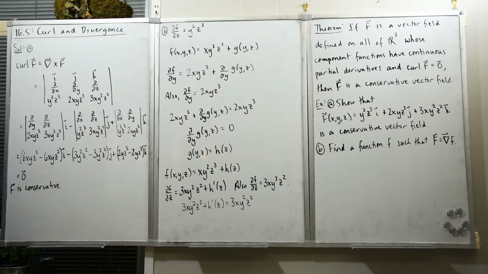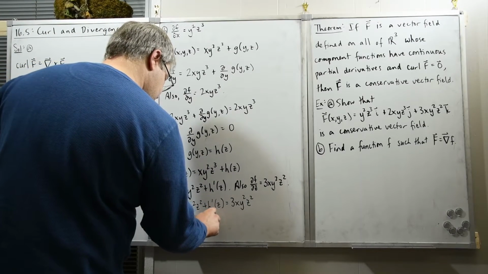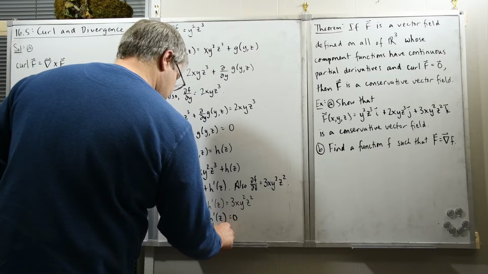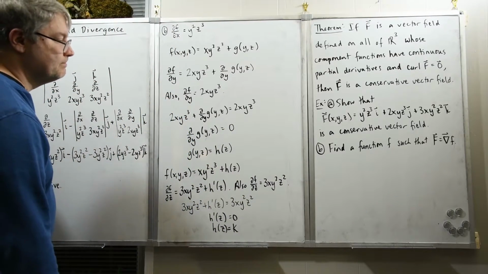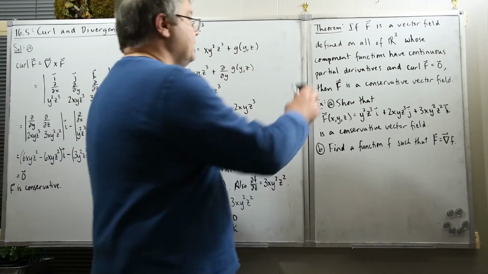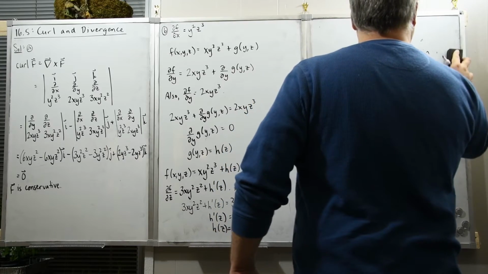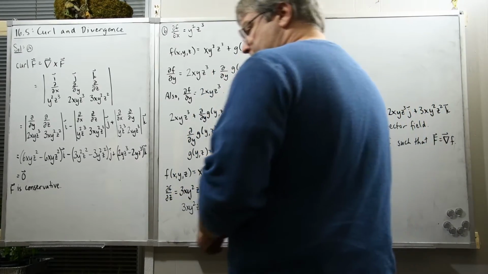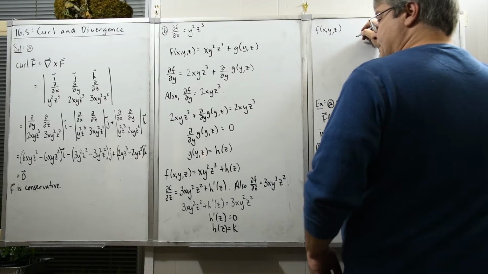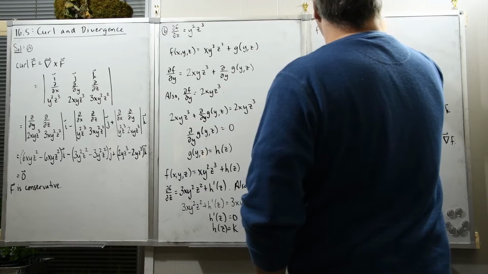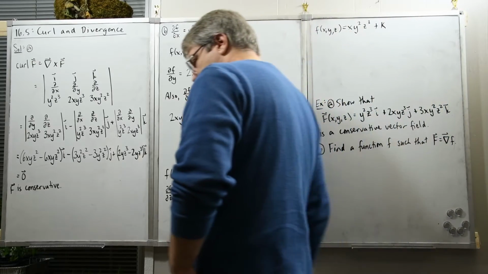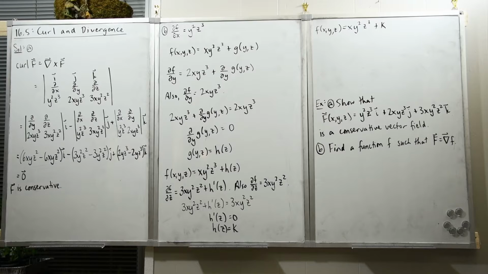Now if we subtract 3xy squared z squared from both sides, we get h prime of z is equal to 0, which means that h of z is equal to some constant k. So now we know what h of z looks like, we can plug it in. And we know that f of xyz is equal to xy squared z cubed plus h of z, which is k. There you have it. There's your function f, little f.